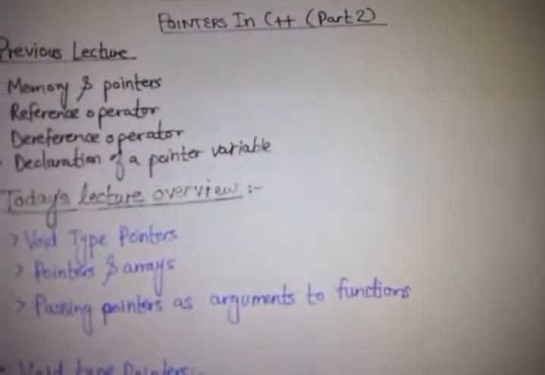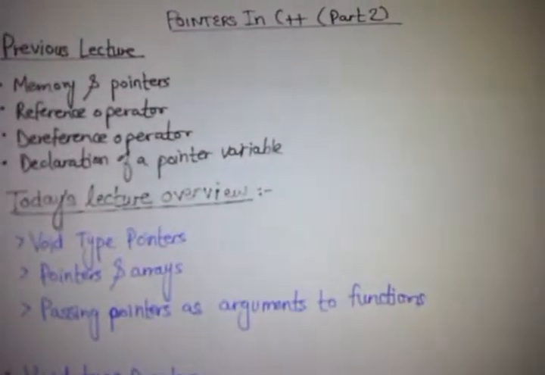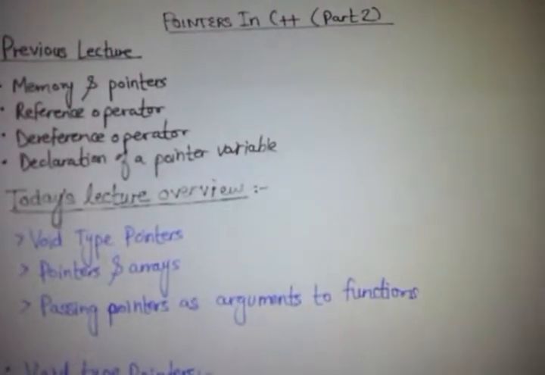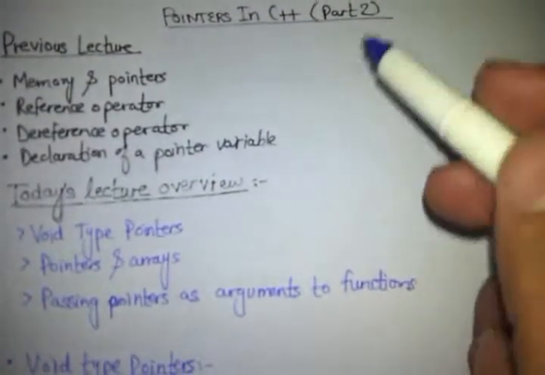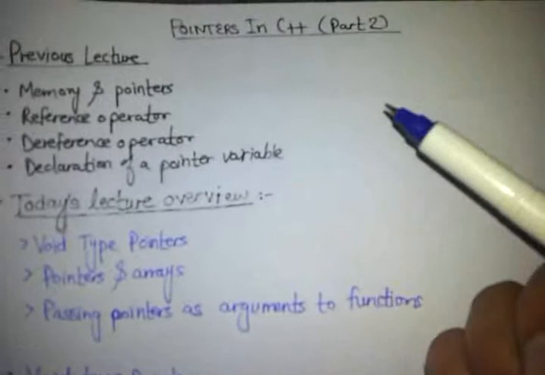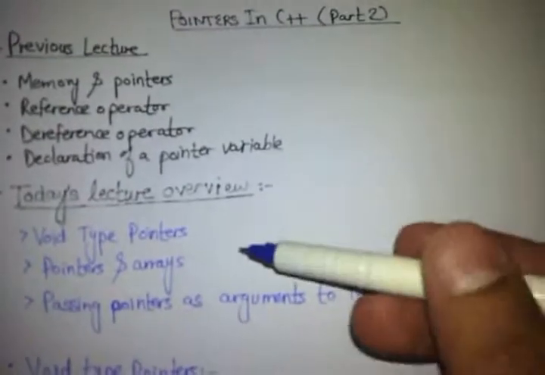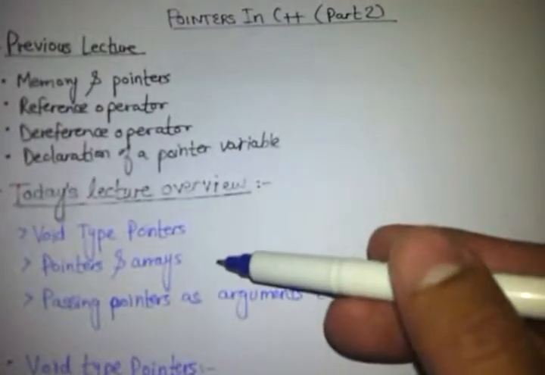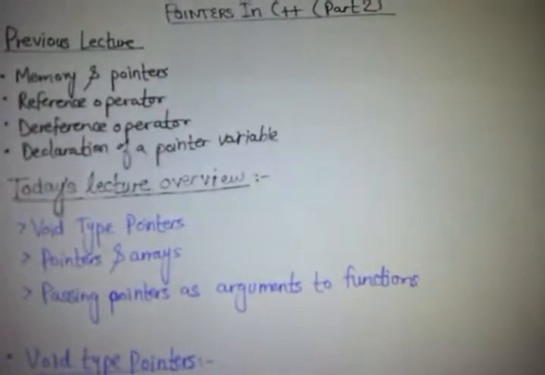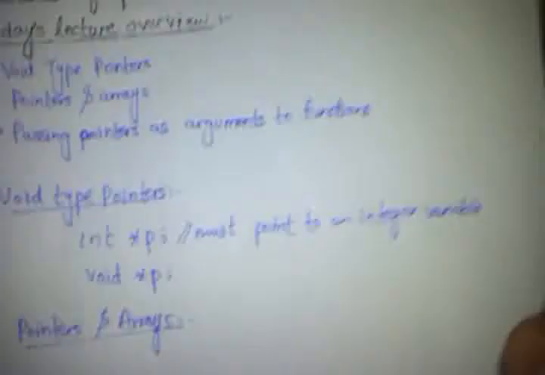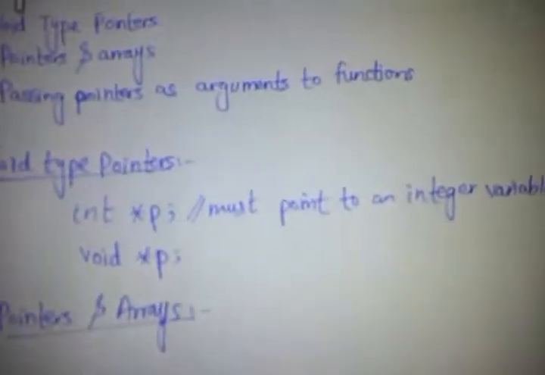In pointers tutorial 1 we discussed memory and pointers, the reference operator and dereference operator, and the declaration of a pointer type variable. Today we are going to talk about void type pointers, pointers and arrays, and passing pointers as arguments to functions. Now let's get started with what void type pointers are.